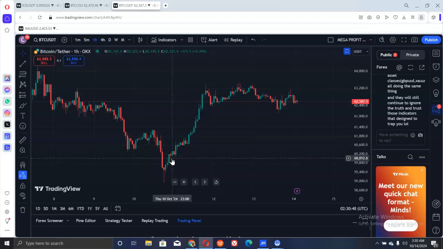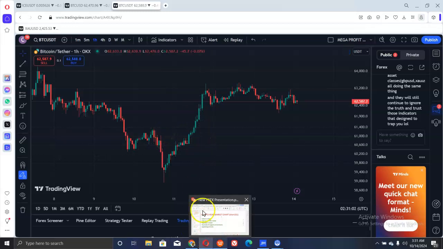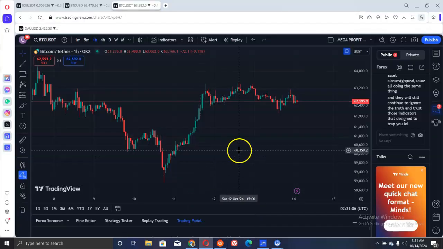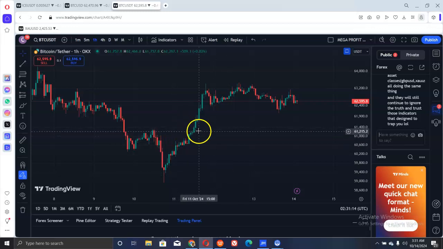Now, I'm using Bitcoin as an example. So this is a chart of Bitcoin. How do we know the direction of this market? How do we know where to trade? Do we go with the bulls or do we go with the bears? You need to understand that we have three phases of the market.